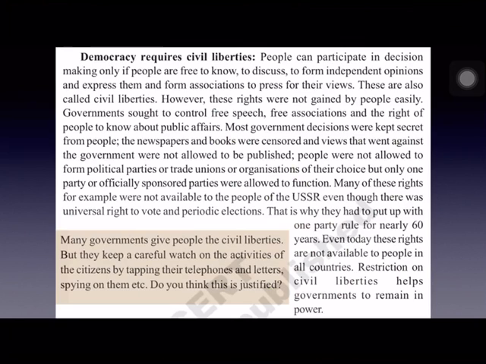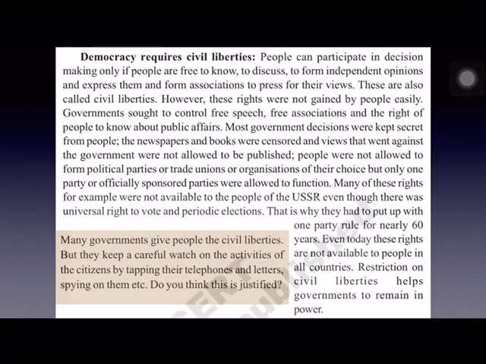And that is why in USSR, for more than 60 years, there was a one party system. They had to put up with one party rule for nearly 60 years. And even today, these rights are not available to people in all the countries. Only in a few countries are these civil liberties granted.